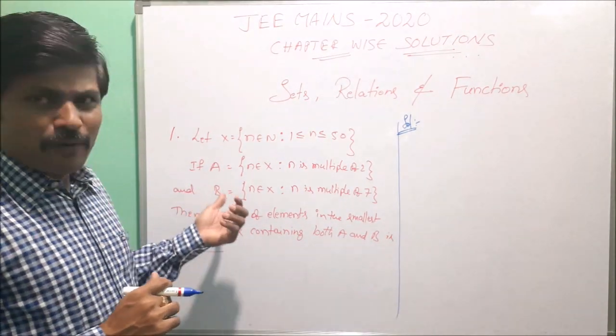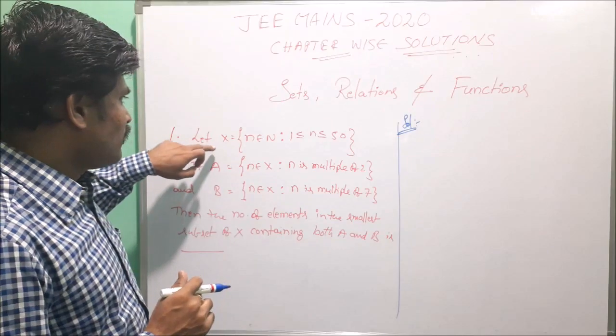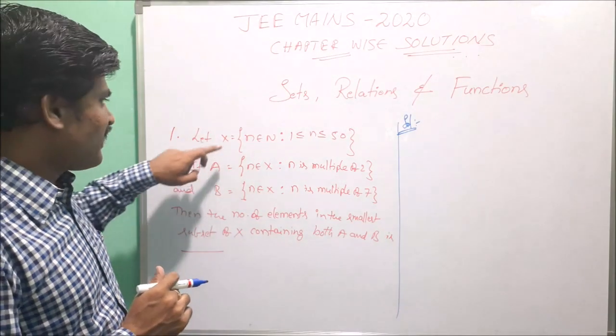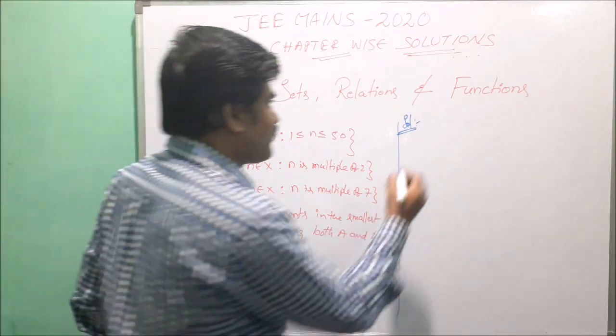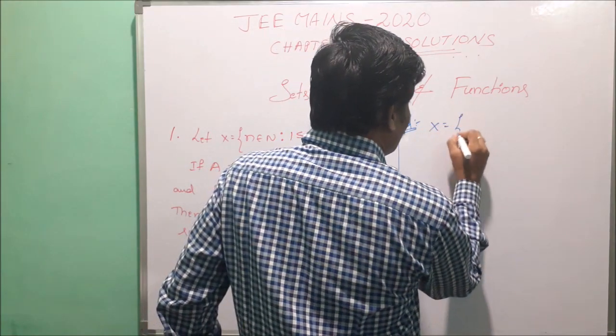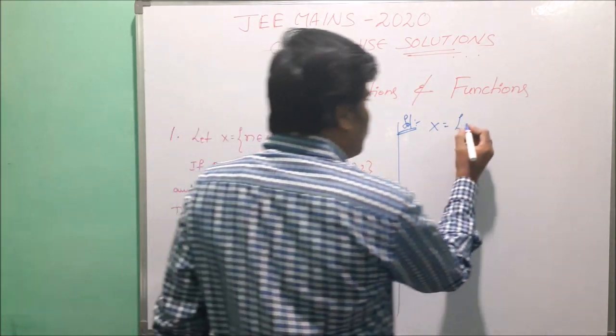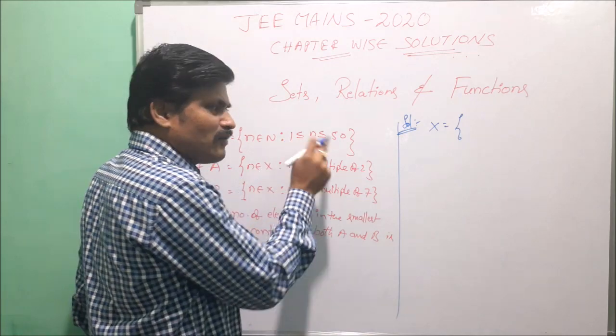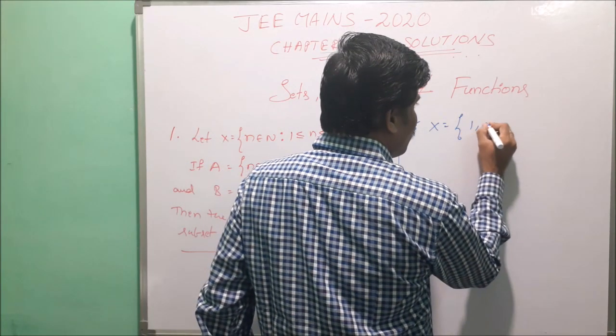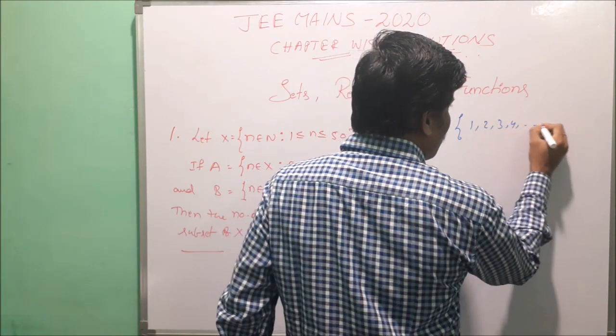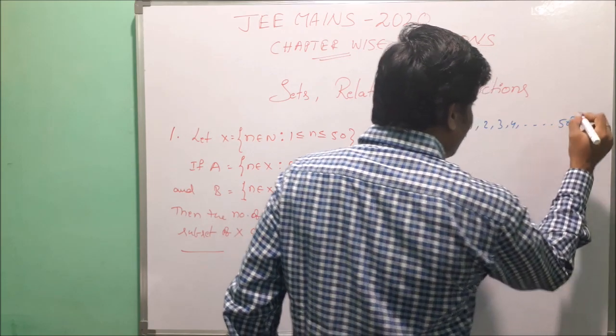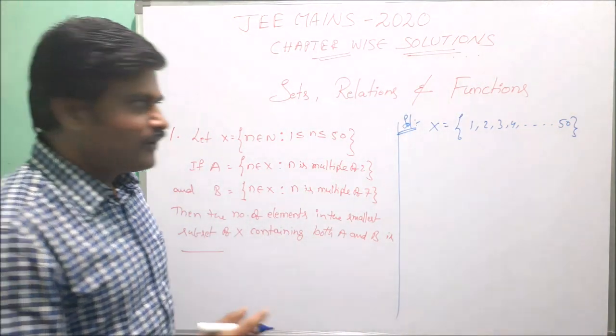Now the solution of this problem is, first we observe 3 sets. Here given 3 sets. The first set X is, here we write roster-wise the elements which lie between 1 to 50. Now the elements are 1, 2, 3, 4 and so on up to 50. This is the set X.